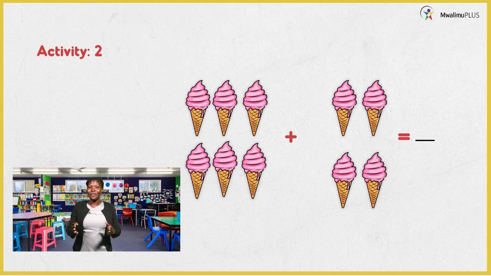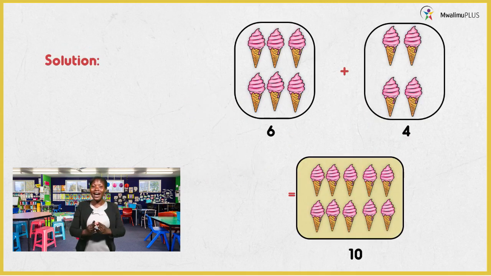Good. Let's see. So the first group, we have 6 ice creams. Then the second group, we have 4 ice creams. When we put them all together and count, we are going to have 10 ice creams. Count them again from wherever you are. Good. Are they 10? Yes, those are 10 ice creams. Remember, we are putting together.